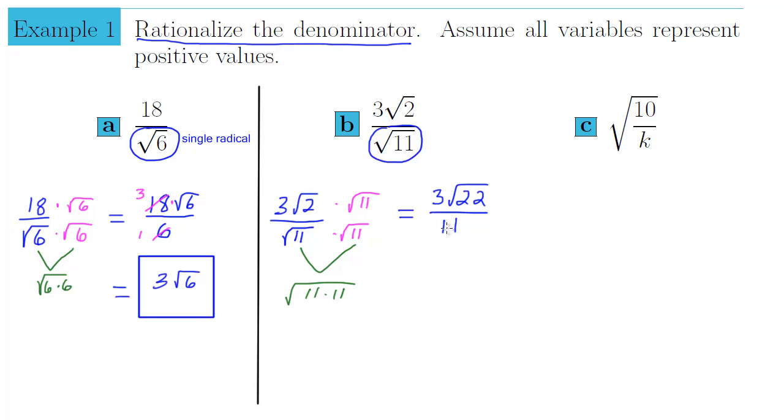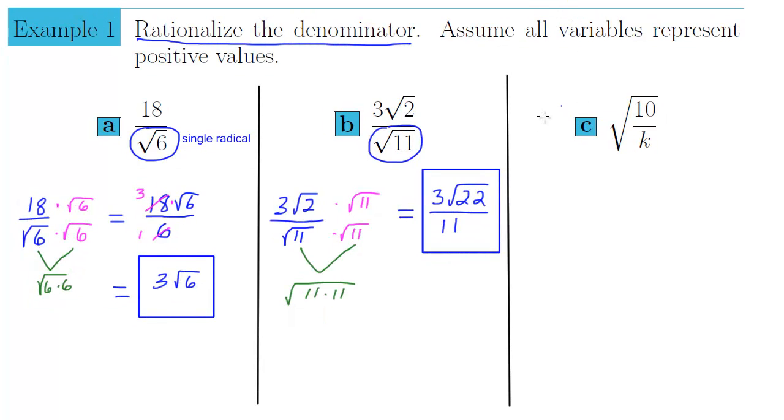Now, the 3 and the 11 don't reduce, and also the square root of 22 does not simplify. Right? If you try to factor down 22, you won't find any pairs of factors in there. So there is nothing more we can do to simplify this, and the radical is out of the denominator. So this is our final answer.